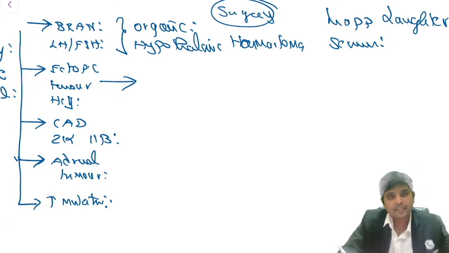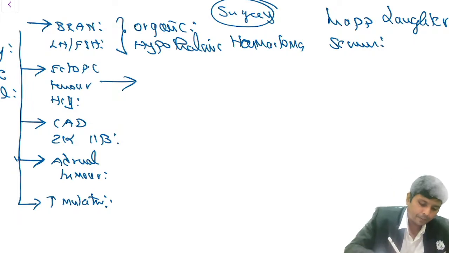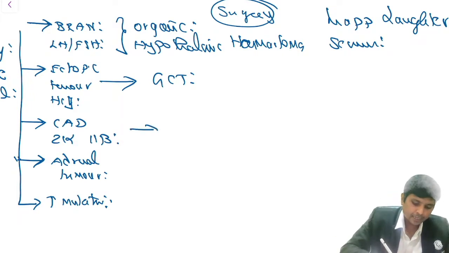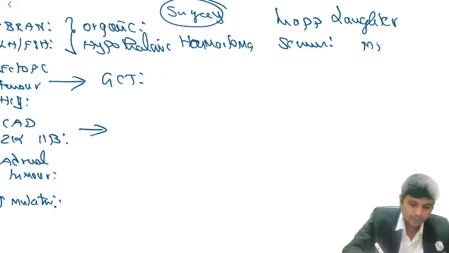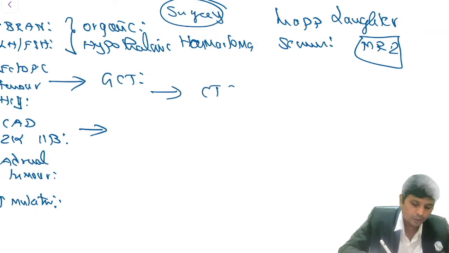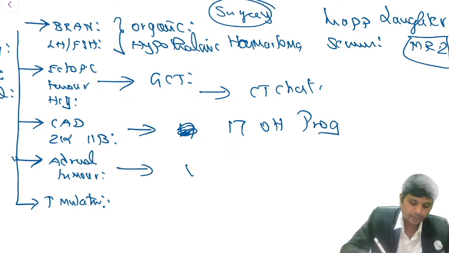Second, ectopic HCG can be produced by germ cell tumors. Then congenital adrenal hyperplasia. So what is the investigation for the first one? MRI brain. Second, usually it arises from the chest mediastinum, so you need to go for a CT chest. Third, congenital adrenal hyperplasia. The investigation of choice is 17-hydroxyprogesterone. And finally, adrenal tumor, either ultrasound or CT abdomen.